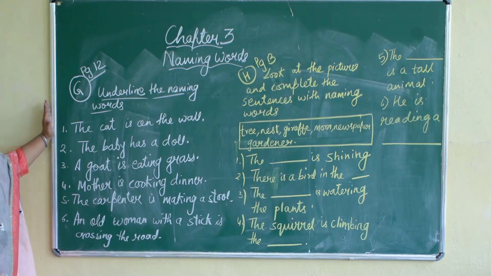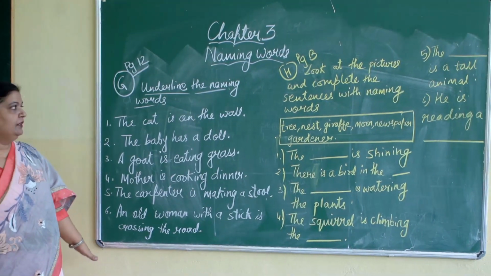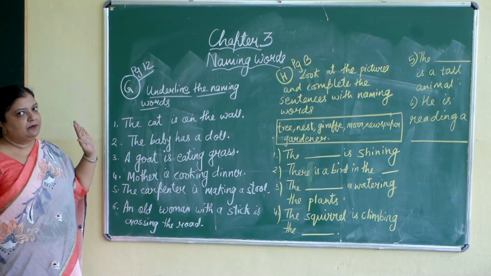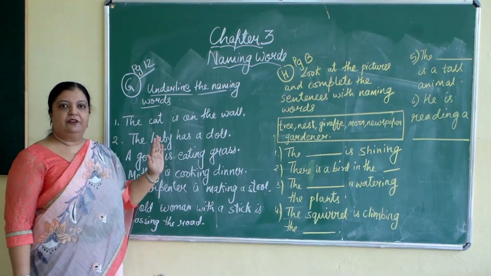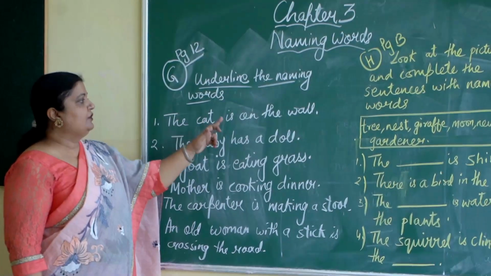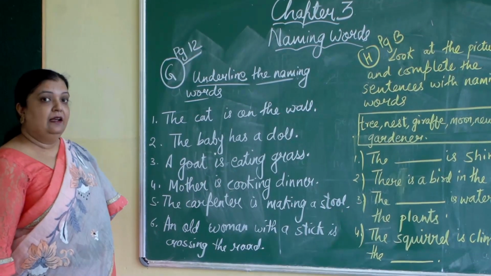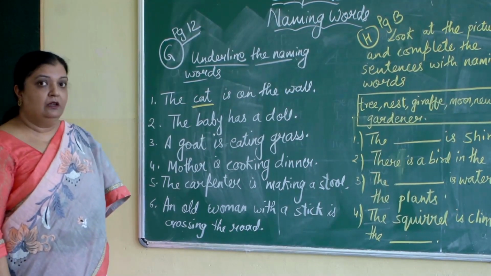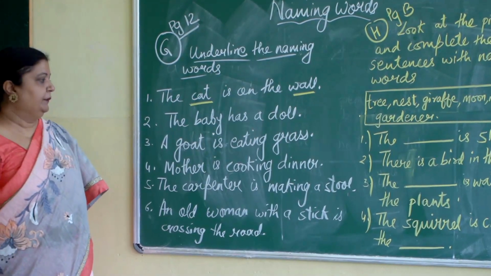Now children, we will switch on to page number 12, G exercise. Here some sentences are given, and you have to underline the naming words. I hope the concept is clear with the naming words. So when you read the sentences, you will come to know where you have to underline. Now the first sentence, the cat is on the wall. The first naming word is cat. It's an animal. Then, on the wall, you will underline wall. It's a thing.